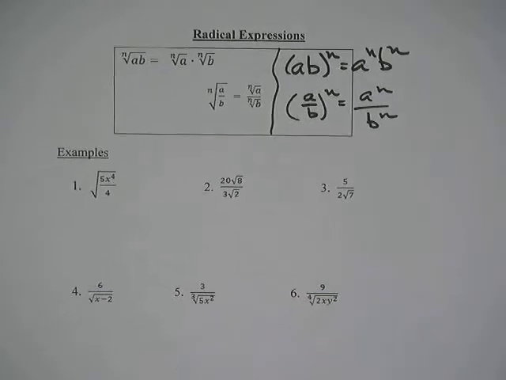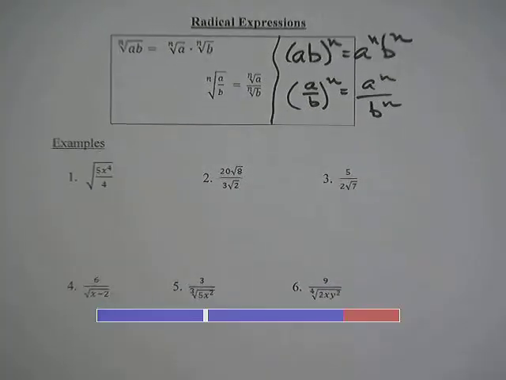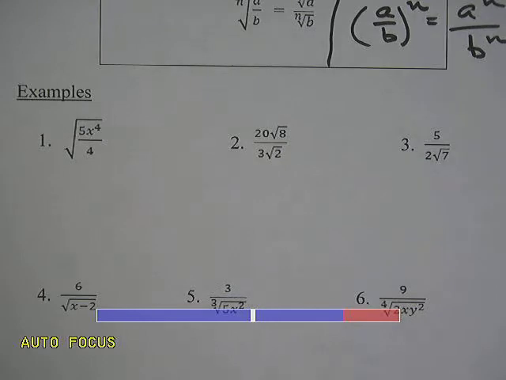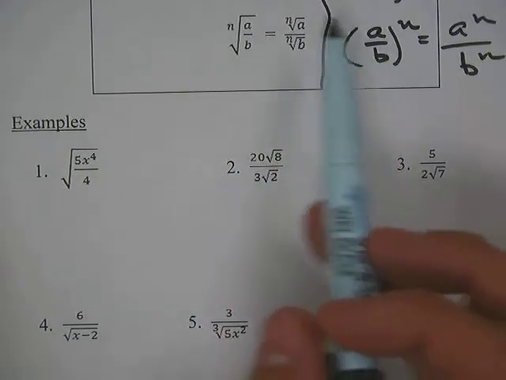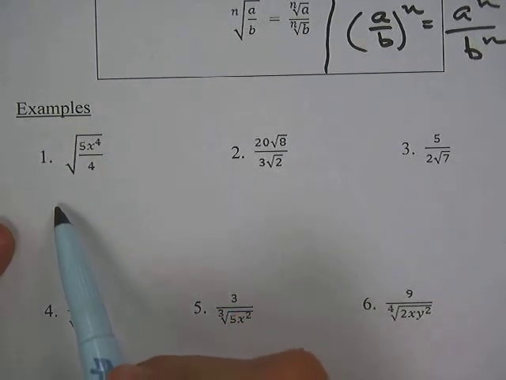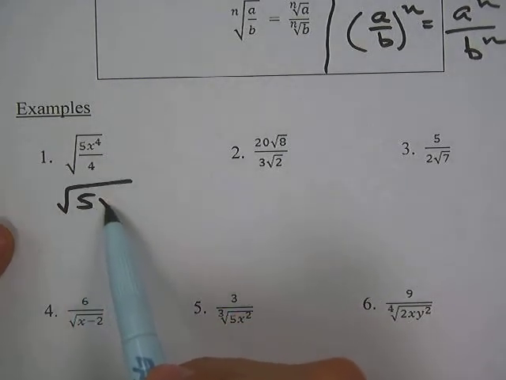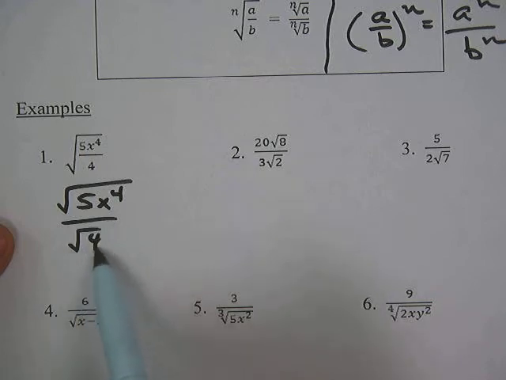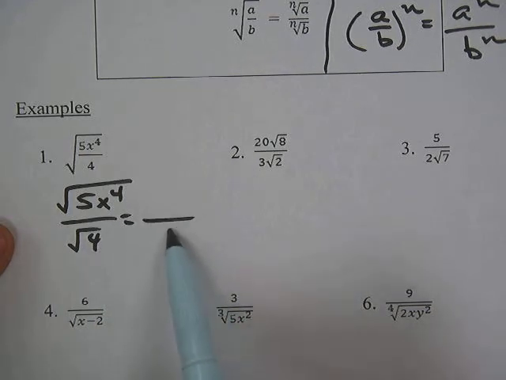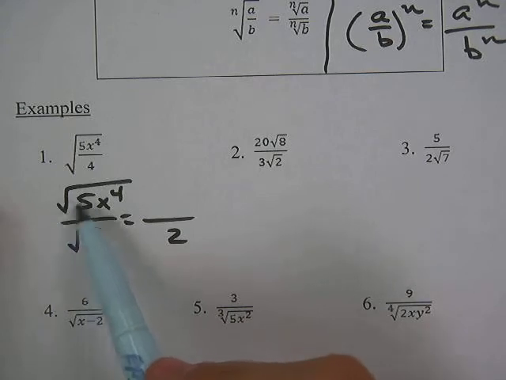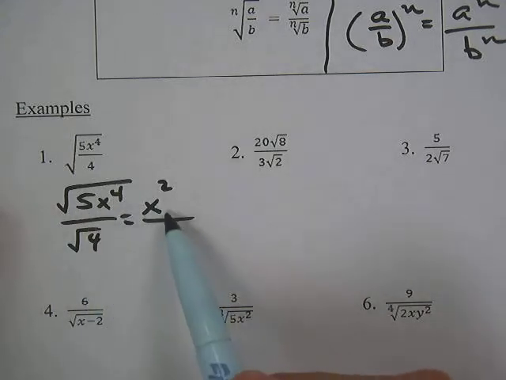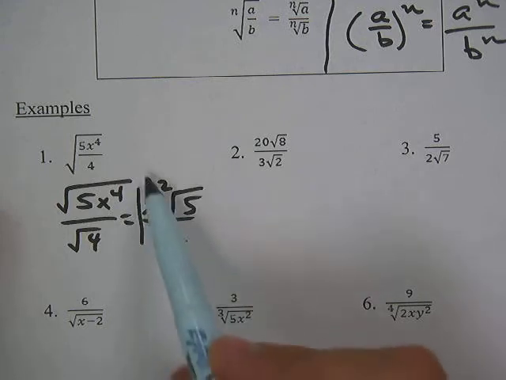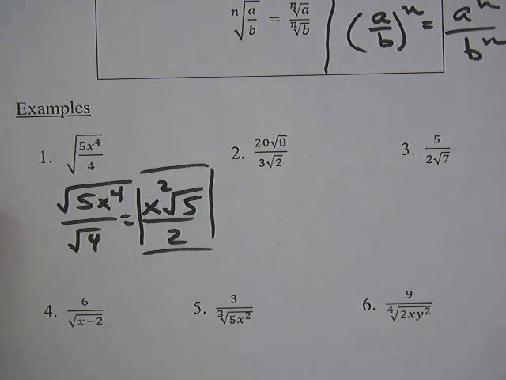As I take a look at this one right here, I notice that I have a fraction. So using the second rule that we had up here, I can actually split it up. The square root of 4 is 2, easy enough. The square root of x to the fourth is x squared, and I can't do anything with the 5. And there you go. Just like that.